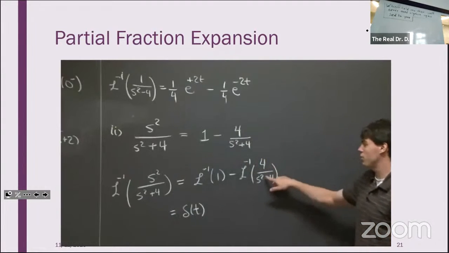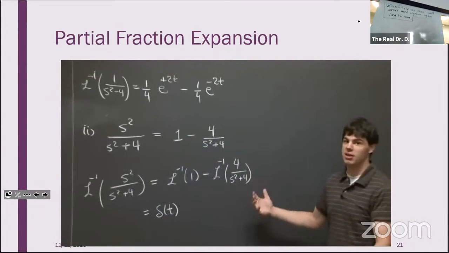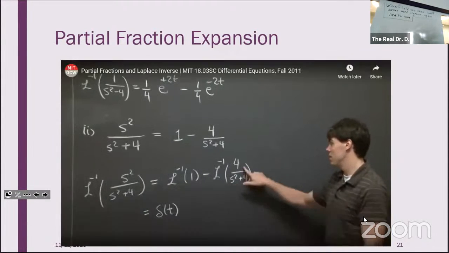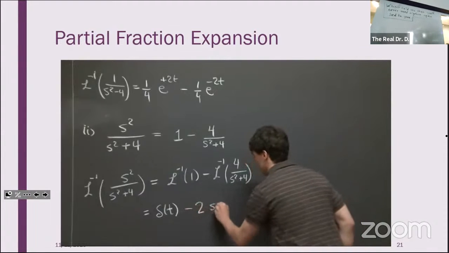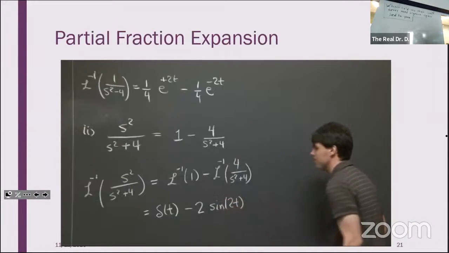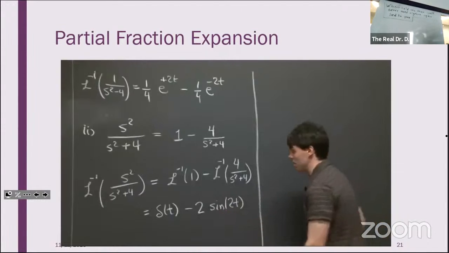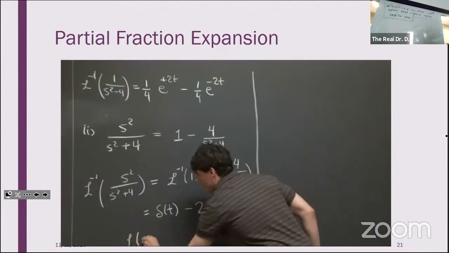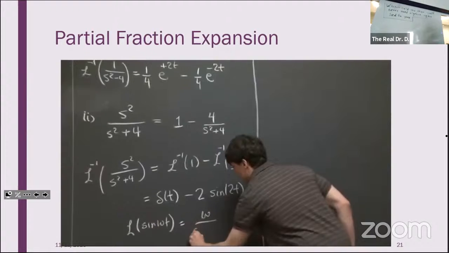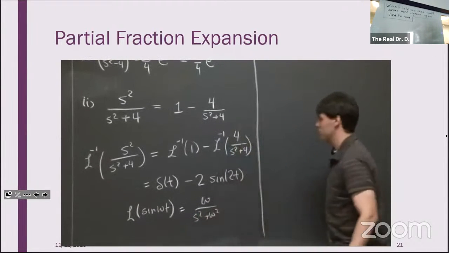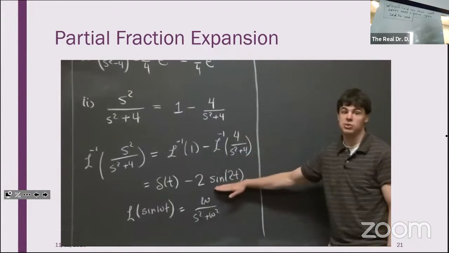Meanwhile, the inverse Laplace transform of some number divided by s squared plus 4 looks like sine of, in this case, sine of 2t. Now, we needed a 2 upstairs, so this is going to give us 2 times sine of 2t. And I obtain this by noting that the Laplace transform of sine omega t is equal to omega divided by s squared plus omega squared. So that's how I went from this function to 2 sine 2t.